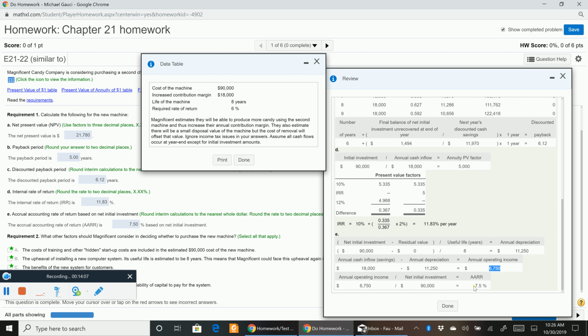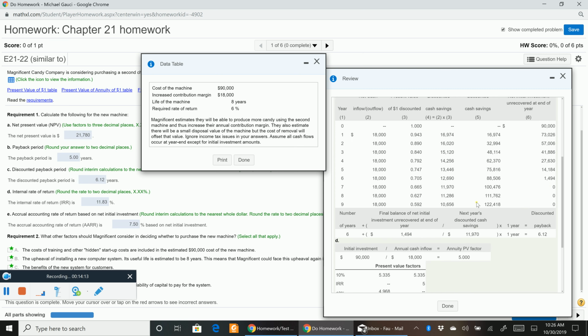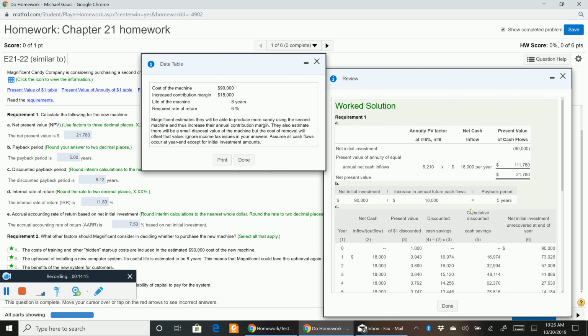As you can see here, there are various ways to analyze this. In my opinion, the best way, of course, is the net present value method, because you're bringing everything down to the same playing field, as I like to say, which is the dollars in today's value. But certainly there are various ways to analyze this.